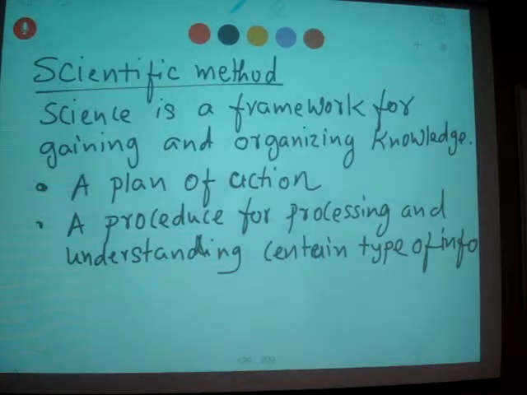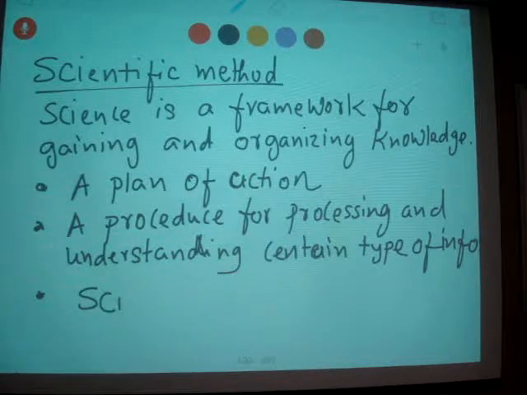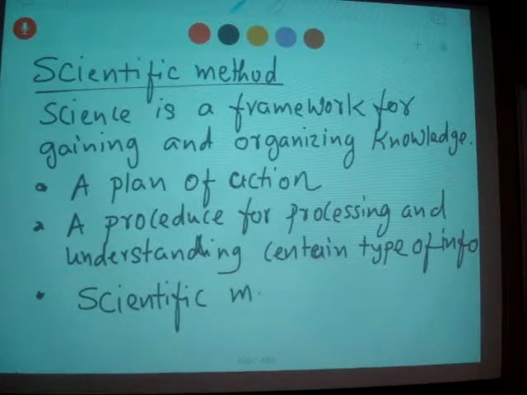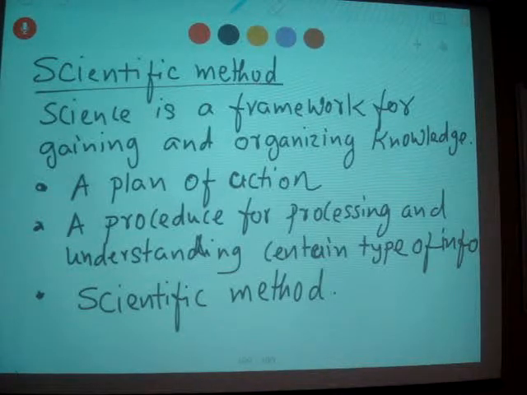So for that we need what? Scientific method. We need scientific method. So it's a process of what? Scientific inquiry. So there are certain steps, fundamental steps for scientific method. Alright? So we'll go for those steps.